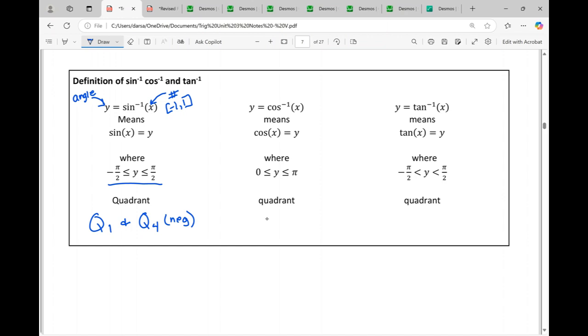Similarly, in cosine inverse, we're going to pull our angles from quadrant 1 and quadrant 2. Those are all allowed to be positive. And tangent inverse, we're going to look for those answers in quadrant 1 and quadrant 4. And again, our quadrant 4 angles will be negative.